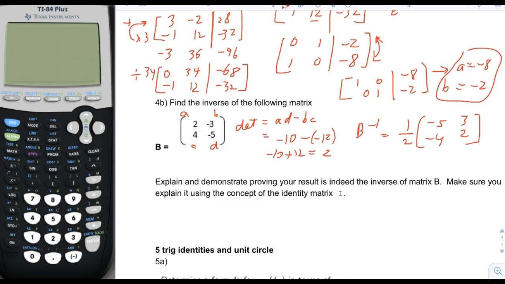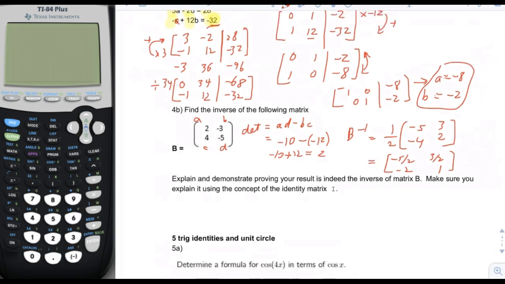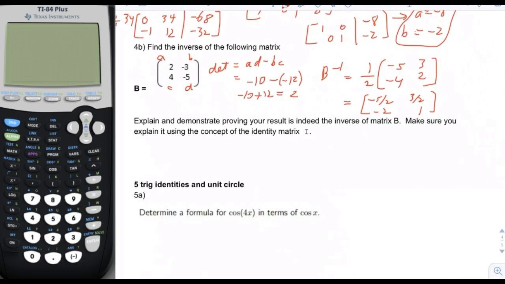Okay? And then we can multiply 1/2 times each one of these, and so maybe it's not going to be such a nice multiplication. -5/2, 3/2, and then the bottom is going to be -2 and 1. Okay, so this is our inverse matrix for B. It says to explain and demonstrate proving a result is indeed the inverse matrix of B. Make sure you explain it using the concept of the identity matrix.